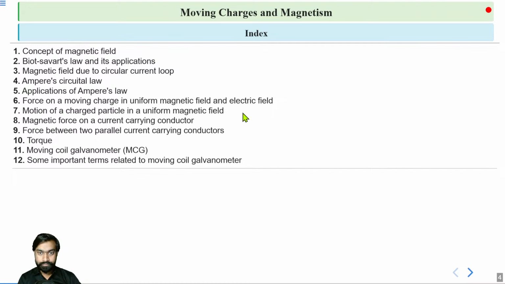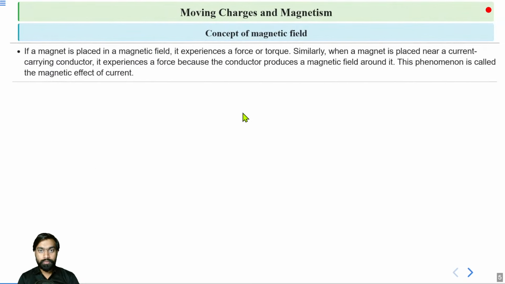Okay everyone, so our first concept is magnetic field. Let's see. When you put a magnet in a magnetic field, it feels a push or a twist, force or torque. This happens because magnetic fields can push or pull magnets.